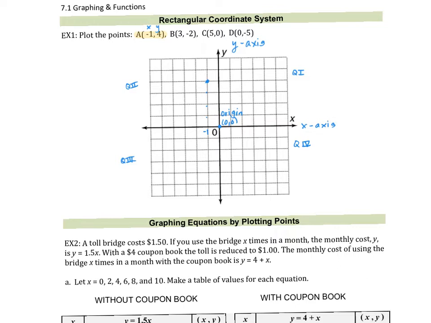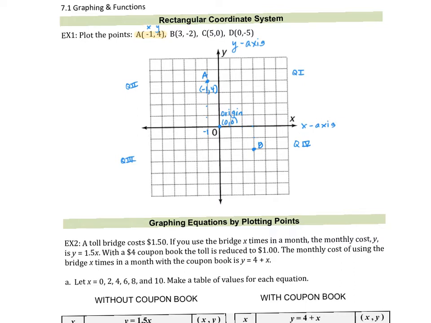So we always want to label our points. In this case, you could label it as -1, 4, or you could just put A, since it has a name, or you could do both. Let's try another one. Point B is 3, -2, so we go a +3, 1, 2, 3 on the x, and then we go down 2 on the y because it's a -2. And instead of writing the ordered pair 3, -2, I'm just going to label this B.